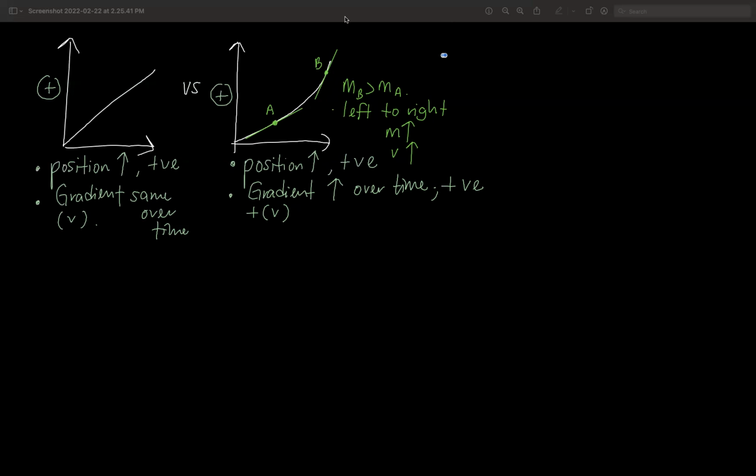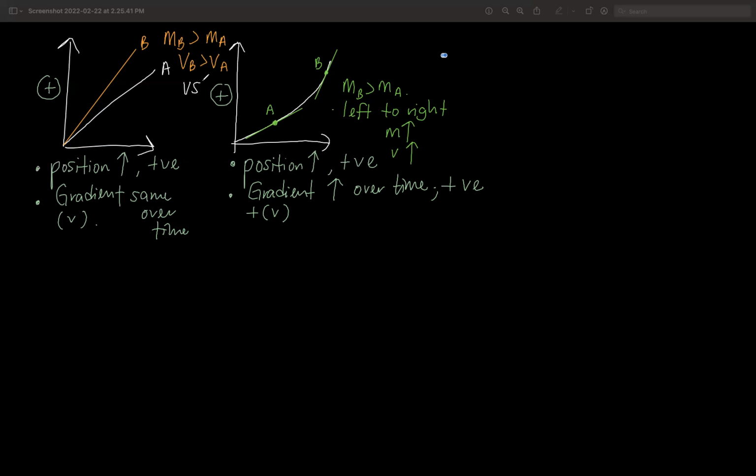Now, if I put another line here, this is car B. This is car A. Which car is moving at higher speed? Okay, very simple. You just look at the gradient. Gradient of B greater than gradient of A. So velocity of B must be greater than velocity of A. Okay, you just look at the slope.